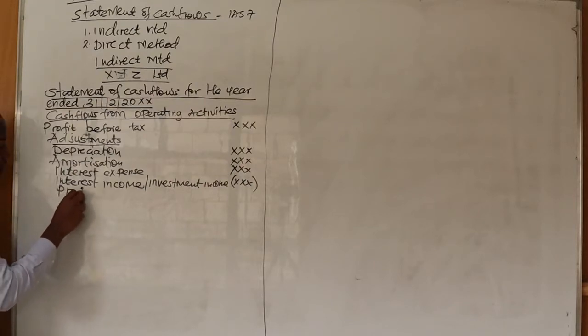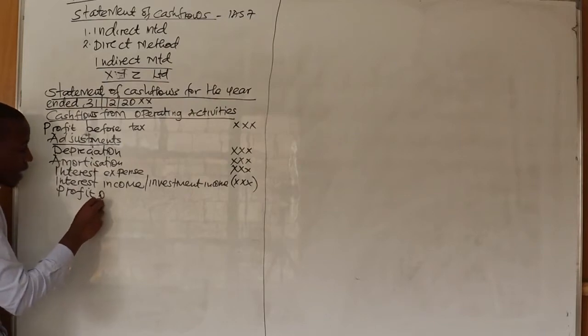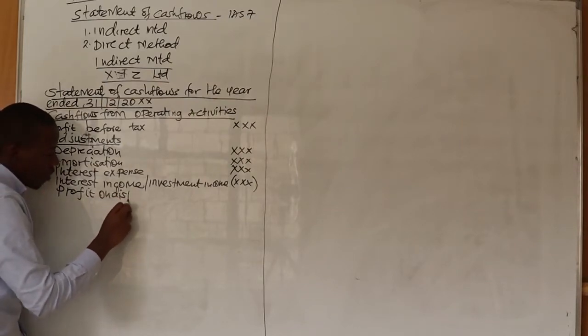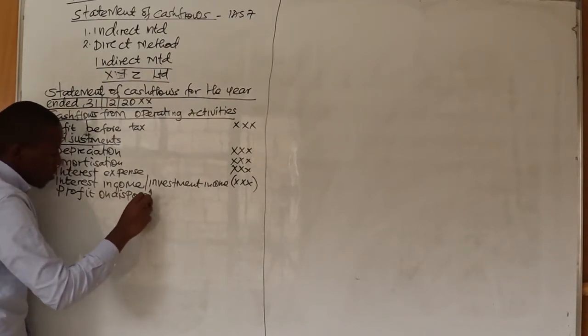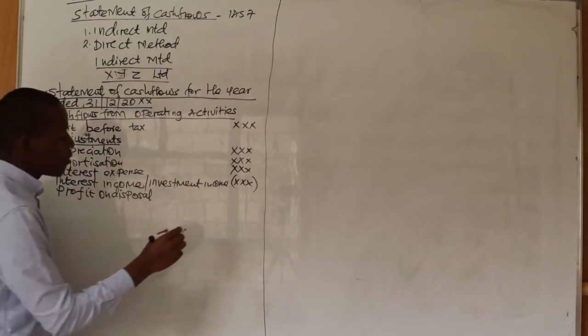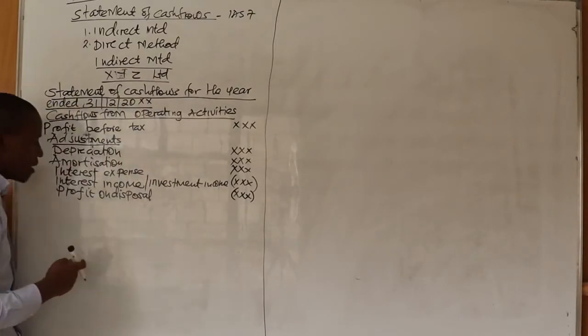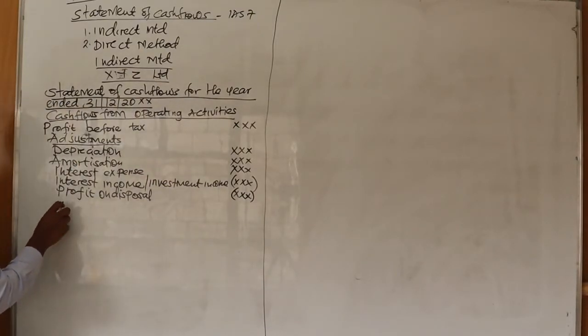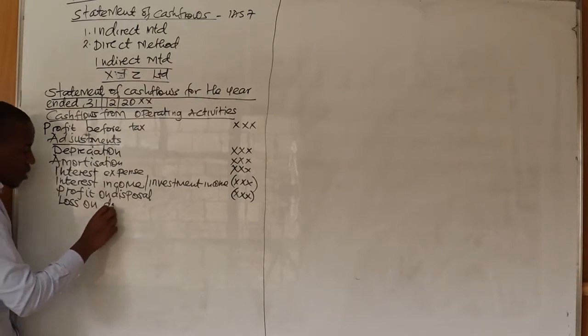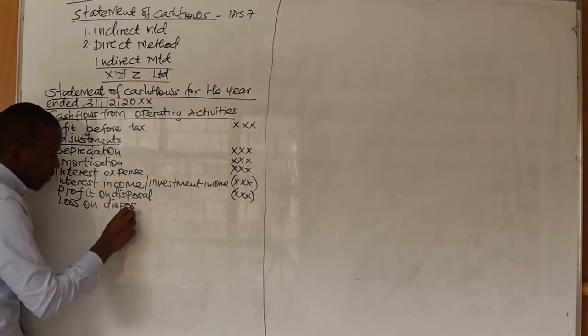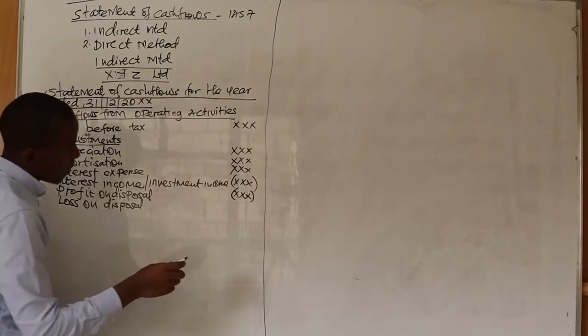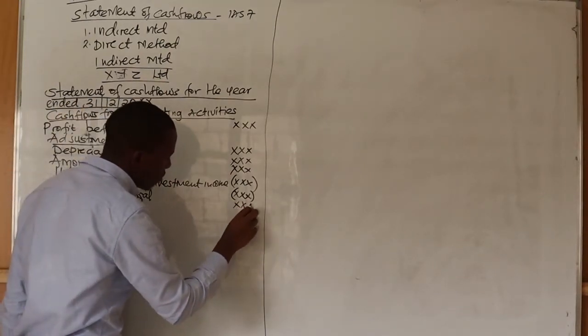We also have the profit on disposal of the assets. Profit on disposal is an income. So in that case, you'll also be able to less. And then there is also loss on disposal. For the loss on disposal, in that case also, you will be able to add.